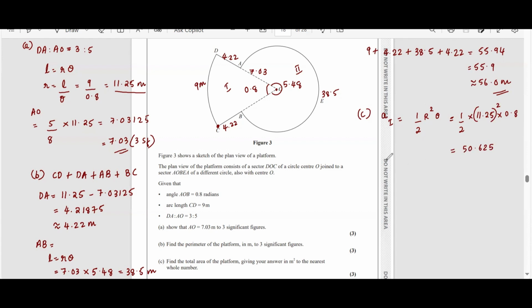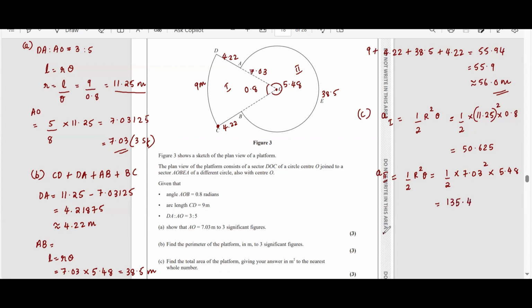50.625. Next one, area of the second sector. Again, the same formula, half of r square theta. For the second sector, the radius we know it is 7.03, and theta we know it is 5.48. So 7.03 squared multiplied by 5.48, the whole thing divided by 2, will give us 135.4.